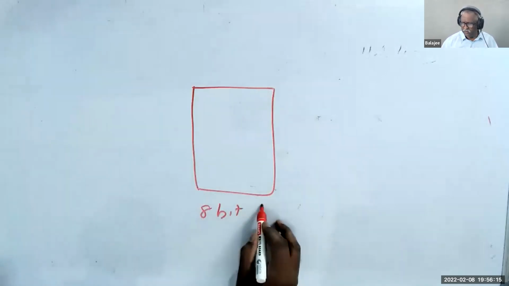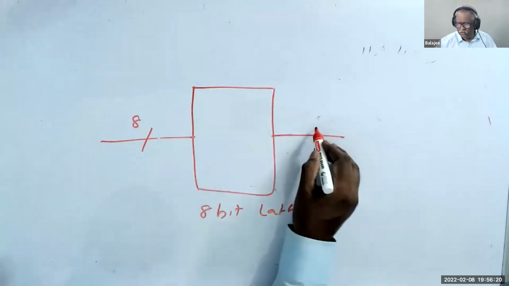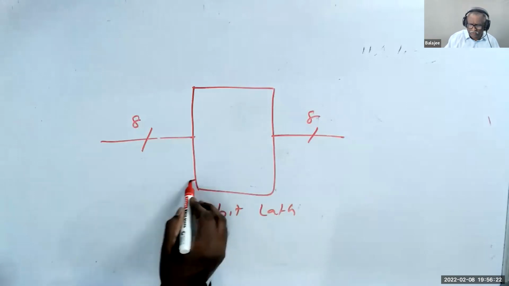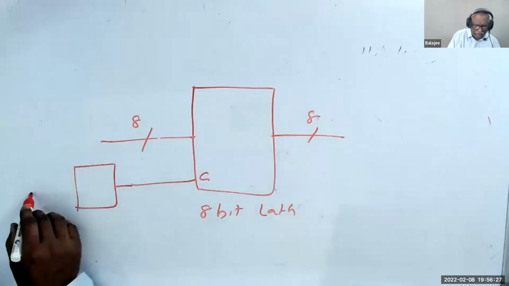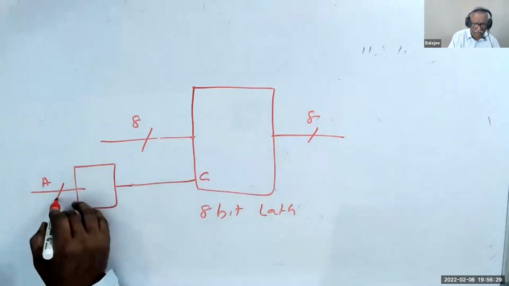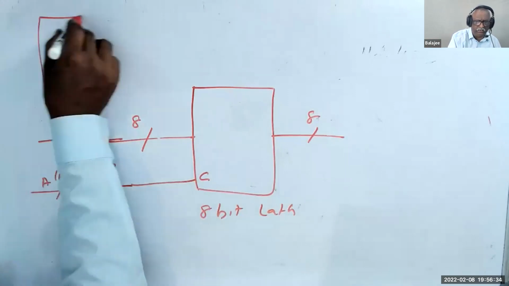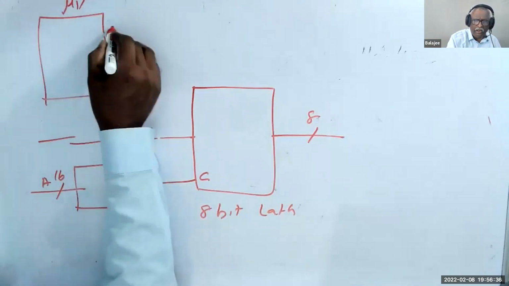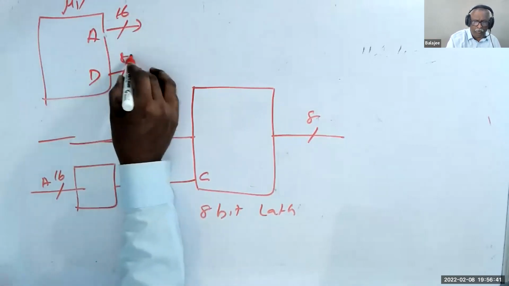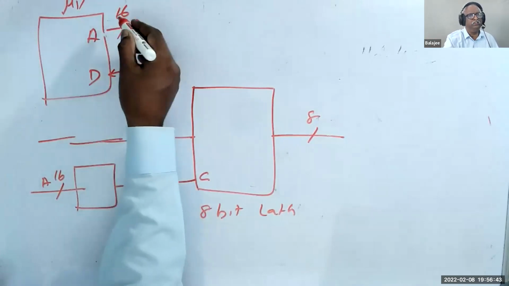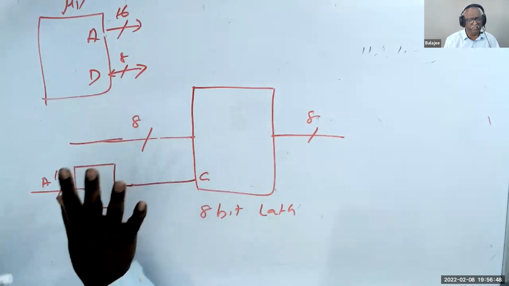8-bit latch. That means I give a data 8-bit, I get output 8, and I have a control signal C. Now C is derived by my address 16, and data is coming from my microprocessor. These two are coming from my microprocessor. Microprocessor is giving address 16 and data 8. Now I'm assuming, but it could be 32 or 64 or whatever it is. We are discussing only a small case.